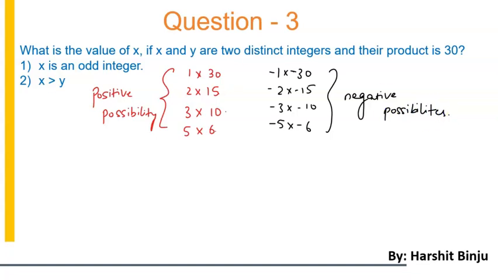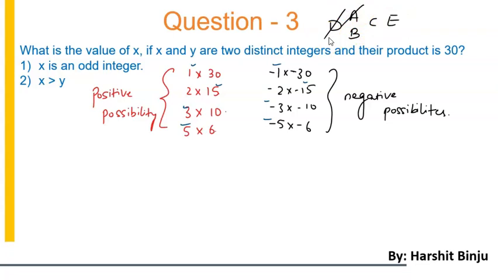Okay. So first one says x is an odd integer. Now negative numbers are also odd in nature. So there can be multiple values of x. X can be 1, negative 1, 15, negative 15, 3, negative 3, 5, negative 5. All of those are possible. So do we have a conclusive answer from statement A? No, we don't have. So D, A, B, C, E, A goes, D goes.